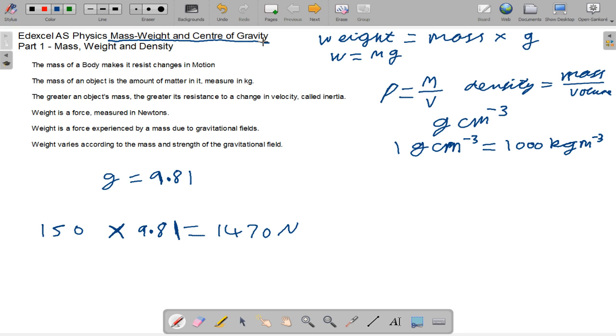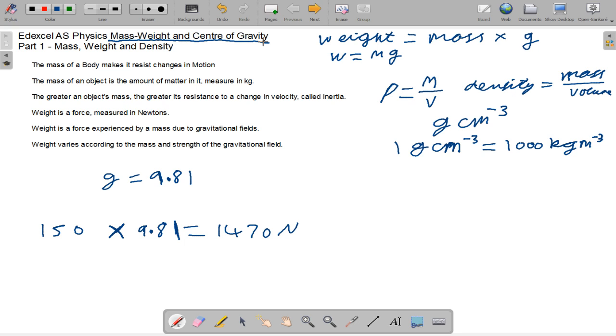The mass of a body makes it resistant to changes in volume and motion, and the mass of an object is the amount of matter in it, and it's measured in kilograms. The greater an object's mass, the greater its resistance to the change in velocity, which is called inertia. The mass of an object doesn't change if the strength of the gravitational field changes.